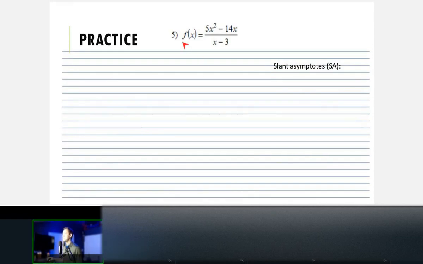All right. So first, we have to determine, so in chat, everyone can respond: does this rational function even have an SA? Yes or no? So we got a lot of yeses. And how do we know it has an SA?